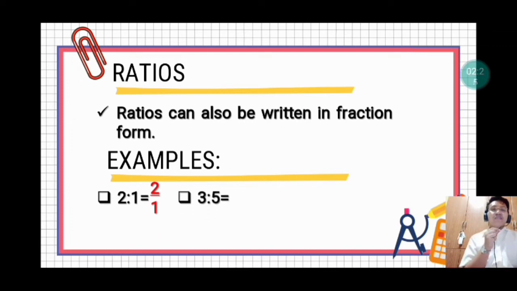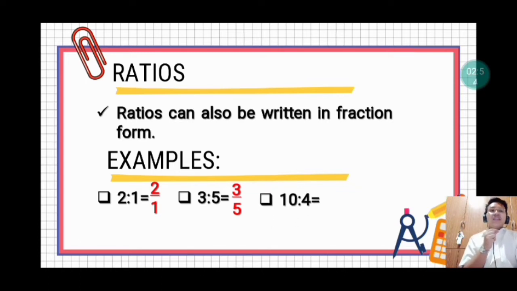3 is to 5. Anyone who would like to answer? Okay. Very good. This would be 3 over 5. Because the antecedent here is 3 and that would serve as our numerator, and 5 is our consequent and that would be our denominator. Therefore, this would be 3 over 5, okay?